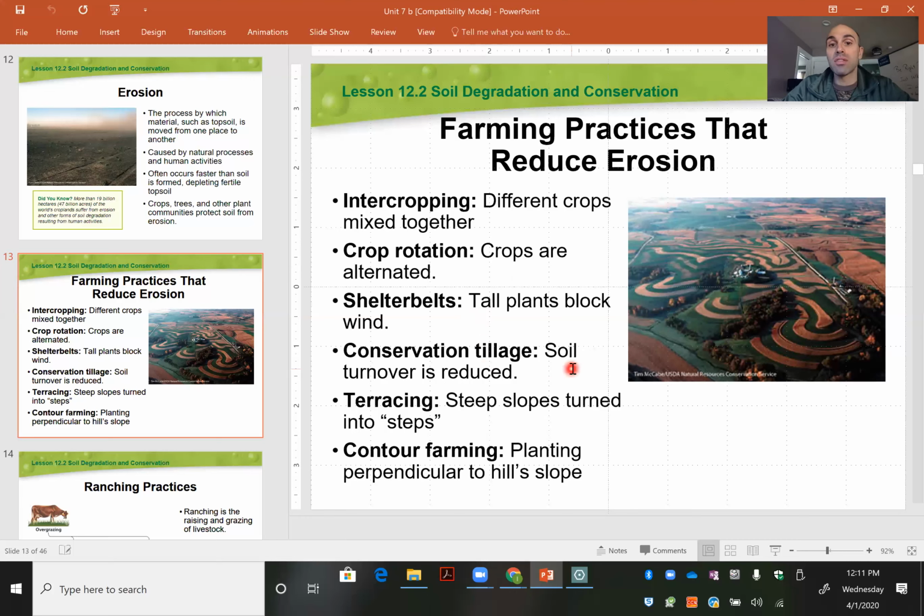Conservation tillage means soil turnover is reduced, meaning you don't constantly dig up that soil and flip it over. You're not constantly mixing it. You want to go the least amount of mixing as possible. Terracing, that's farming on steep slopes, okay? And we turn them into steps. Basically, you're using land that wouldn't have been readily available, and you cut into this land.